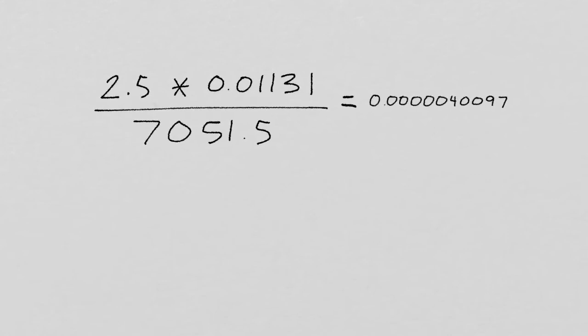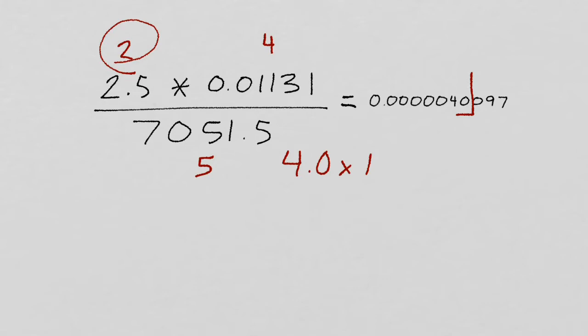Now, how many sig figs can we keep? So let's just identify how many sig figs each of these individual parts has. So 2.5 has 2 sig figs. 0.01131 has 4 sig figs. And 7051.5 has 5 sig figs. So according to the rules of multiplication and division, 2 being the lowest number, that means we can only keep 2 sig figs. So we would be able to keep out to there. We wouldn't be able to round this at all. Oh, we could put this into scientific notation. That would be 4.0 times 10 to the minus 6, or just 0.0000040. This 4 and this 0 over here being the 2 significant figures.